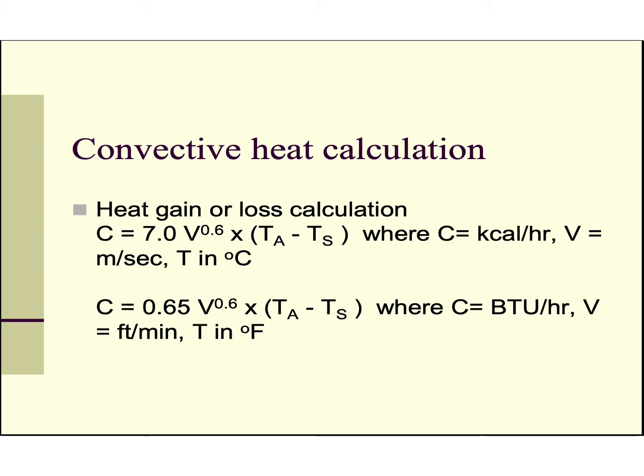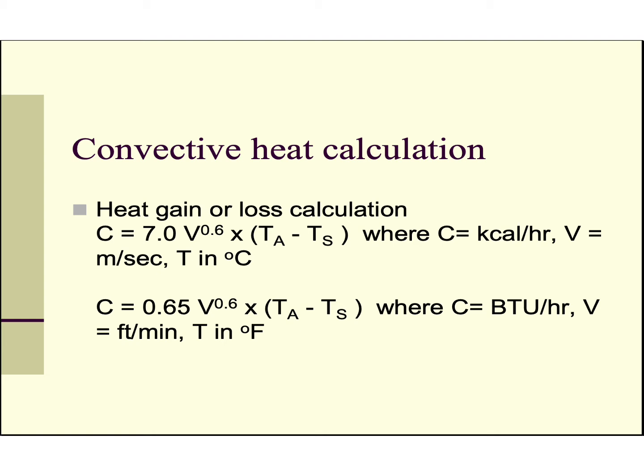Let's look at the quantitative calculation of heat loss or gain from these two factors, the skin air temperature difference and the air velocity. So we have two equations depending on whether we're looking at the metric units or the English units. In both cases, we have velocity to the 0.6 power, which means just slightly greater than the square root of the velocity, multiplied by the air minus skin temperature. So if the air temperature is greater than skin temperature, C is going to be a positive number, heat gain. If air temperature is less than skin temperature, then C will be a negative number, or a loss.